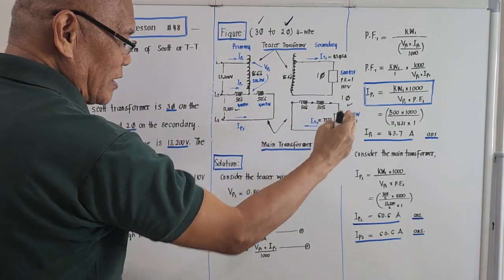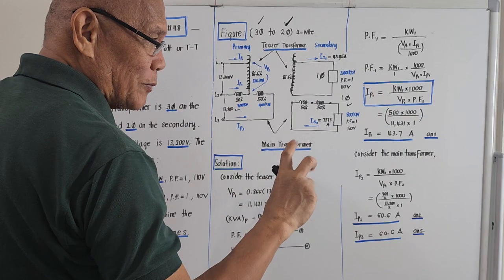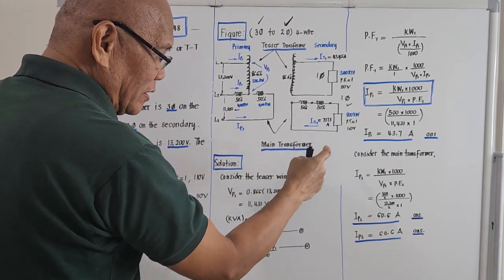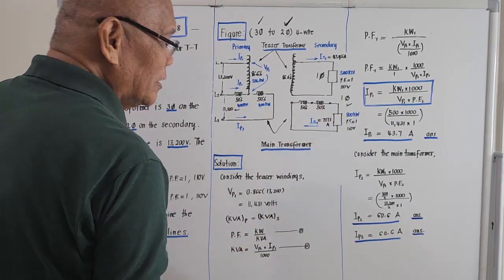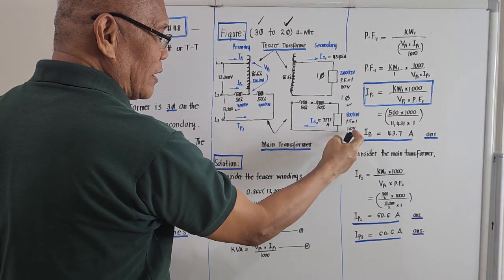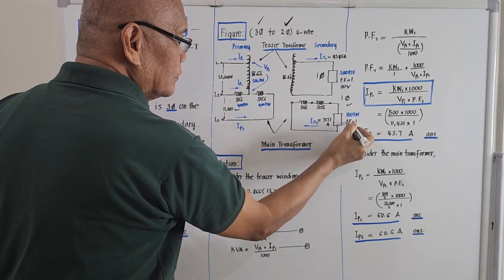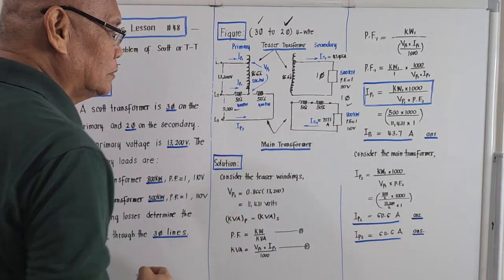So on the secondary side, we bring out two lines of the main transformer, and that's where we connect the single phase load. The total load is 800 kilowatts, power factor is 1, and this is 110 volts. This power factor means it's a pure lighting load.